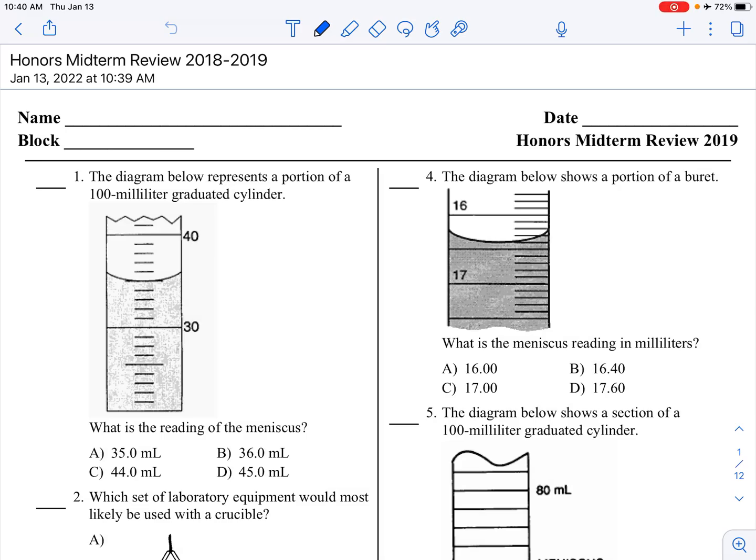All right, this is the honors midterm review. Make sure you have a calculator, your reference table, and a place to do some scratch work if you need to. Okay, so the diagram below represents a portion of a 100 milliliter graduated cylinder.